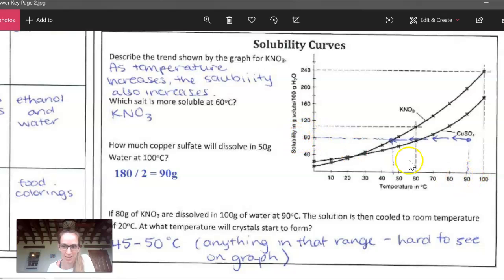They focus on this 90 rather than realizing it's all about the 80 grams. And if you go across from 80, you get to almost 50. I think my line is a little off. Somewhere between 45 and 50. That's where 80 grams is your max. And if you get any colder than that, you can only dissolve 75 or 70 or 60. So at that temperature, crystals will start to form because all 80 grams will not be able to stay dissolved. All right.